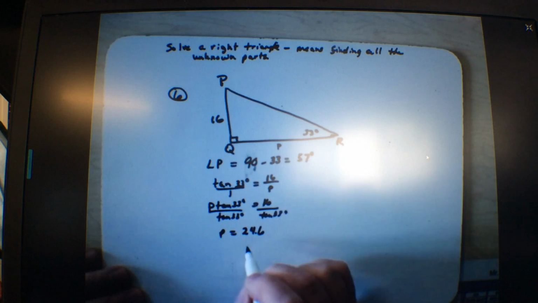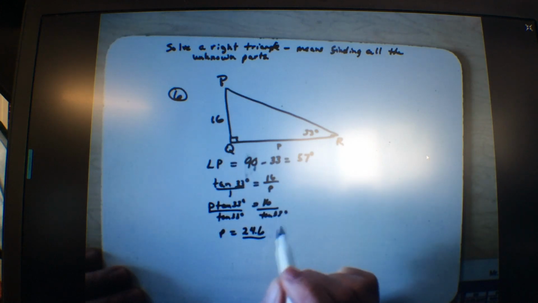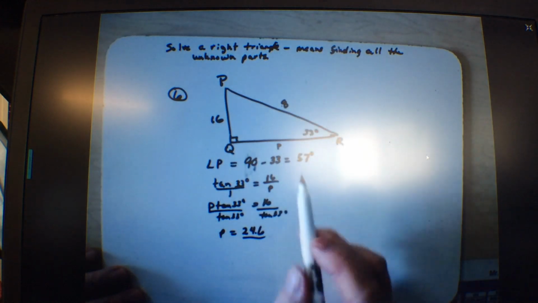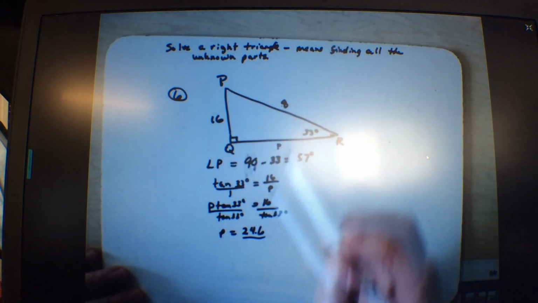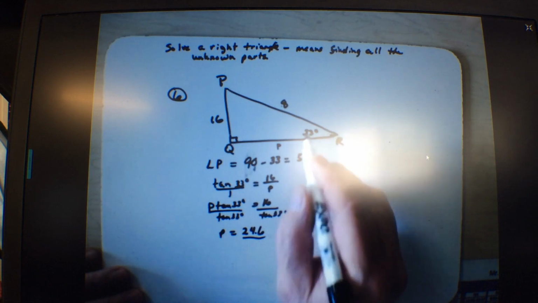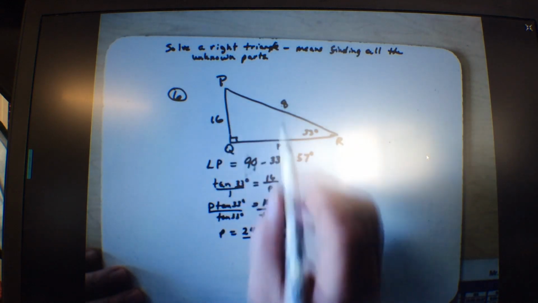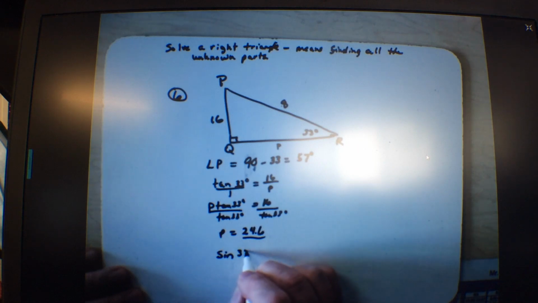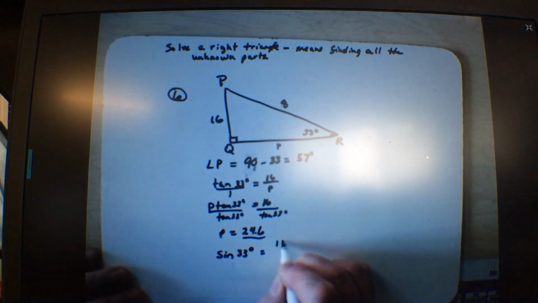Alright, now I don't want to use this unless I have to. So I go back here and I want to find Q. Q is this guy right here, right? It's across from, he's the hypotenuse, right? So I want to go back to this 33, correct? And I have the opposite and the hypotenuse. What's the opposite and the hypotenuse? Is that sine? That's sine. Sine of 33 degrees equals 16 over Q.